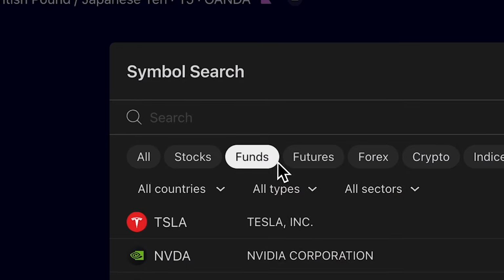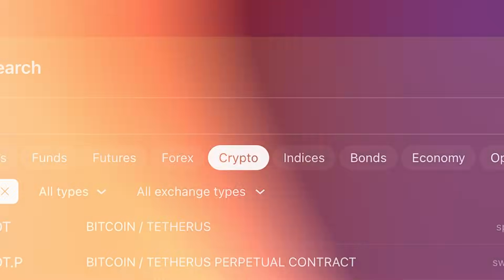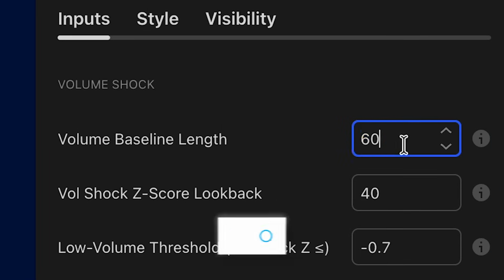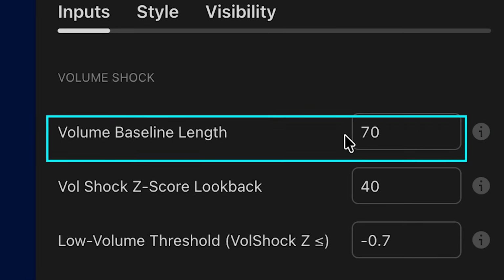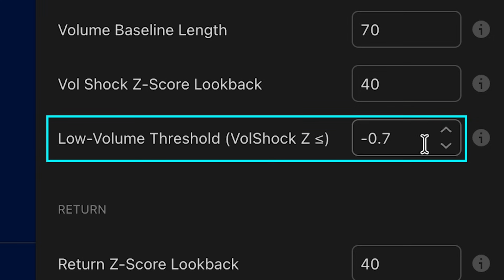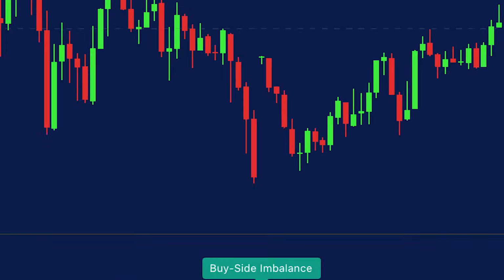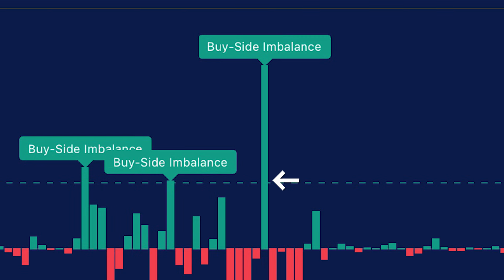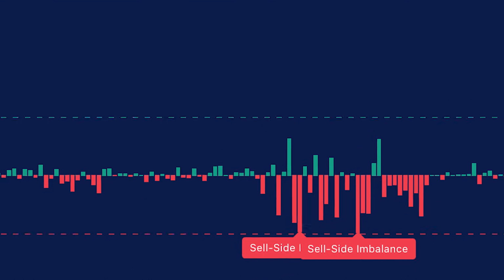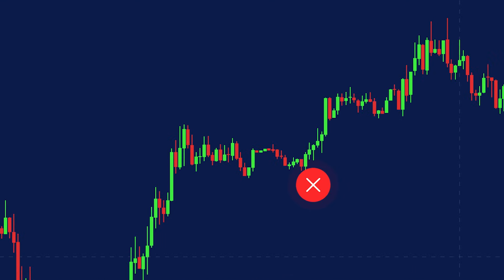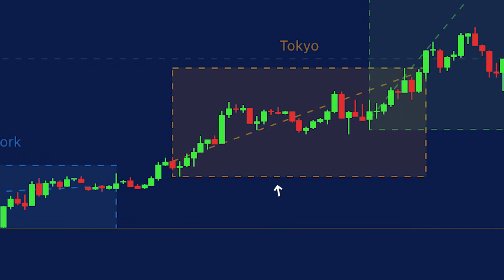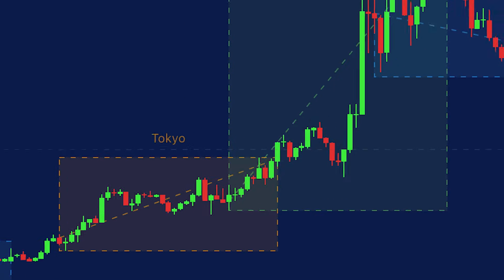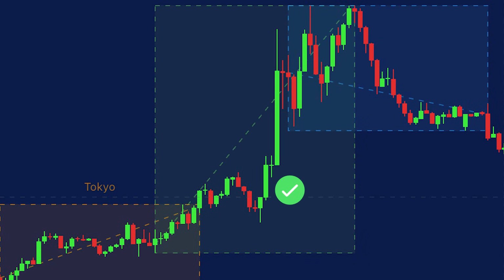Now, different markets require different settings for optimal void detection. For forex pairs, especially majors, set your volume baseline length to 70 bars and increase the low volume threshold to -0.8. Forex markets have institutional manipulation during session overlaps that can create false void signals. These conservative settings filter out the noise and focus only on genuine thin volume displacements. Focus on trading voids that form during Asian session quiet periods, as these tend to fill during London or New York opens when participation returns.